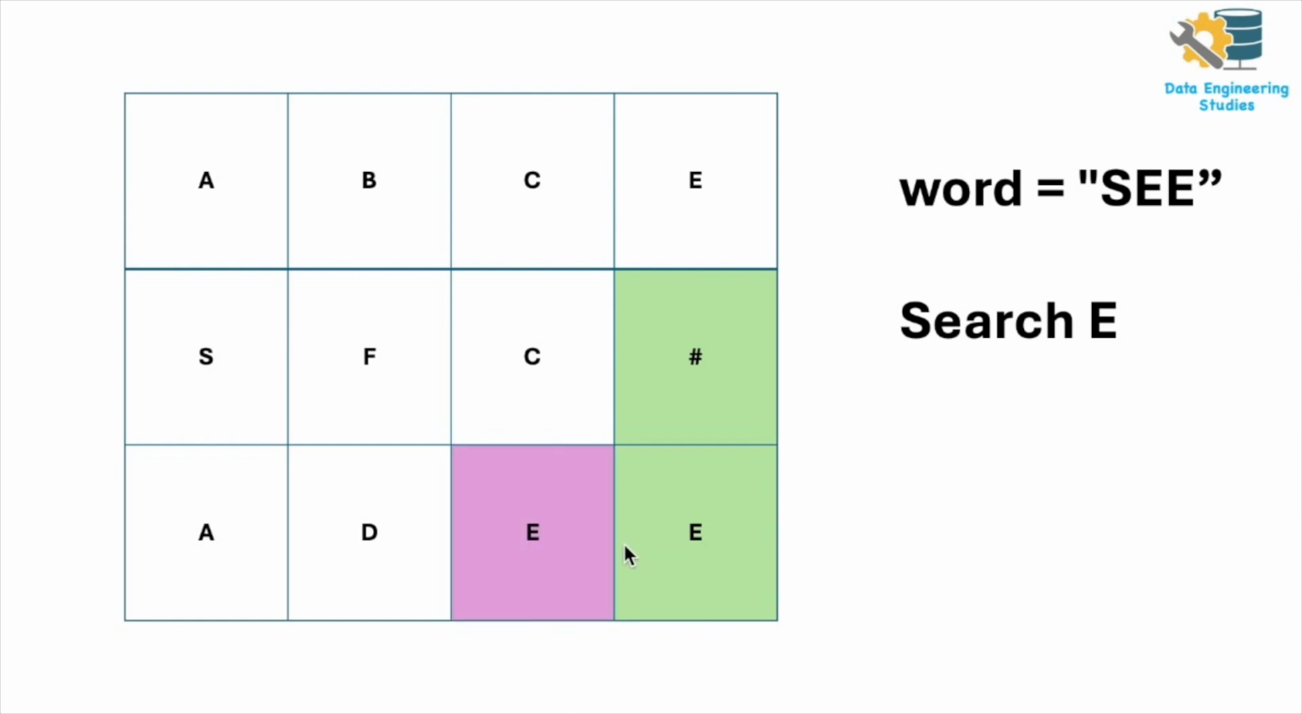We can search only the left side because top is already visited. The right and the bottom is out of bounds. We will mark E as visited and we will search for the next E. We have found E. We have iterated all the elements of the word. We have found the word, so we are returning true. I hope the approach is clear.